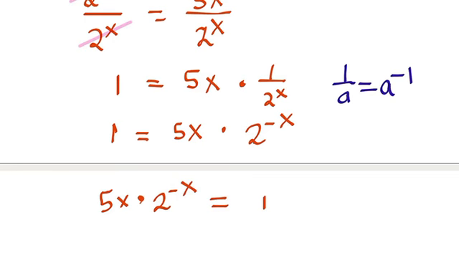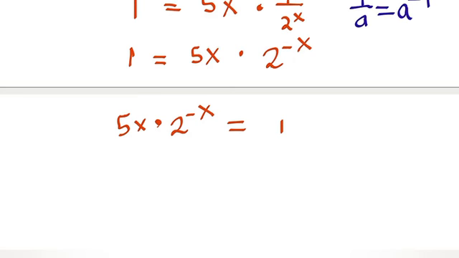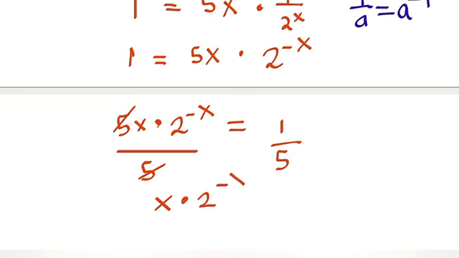From there, the next thing we're going to do is divide through by 5. If I divide both sides by 5, you see that this will cancel this. So we're going to be left with x multiplied by 2 to the power of minus x, then equals 1 over 5.